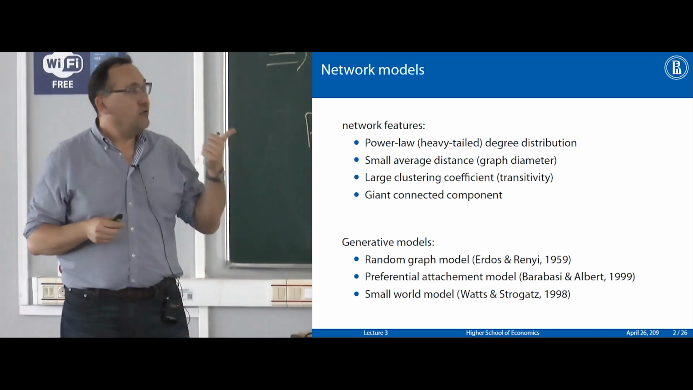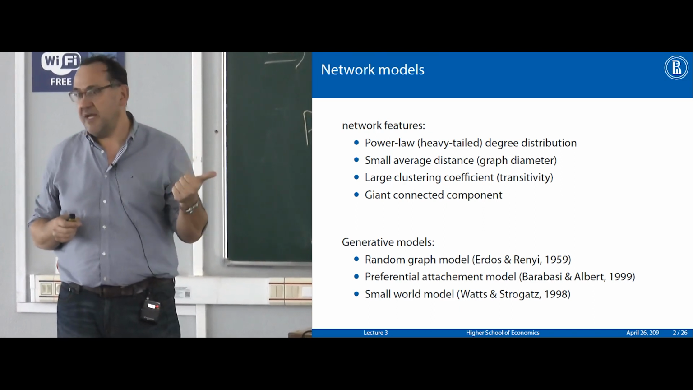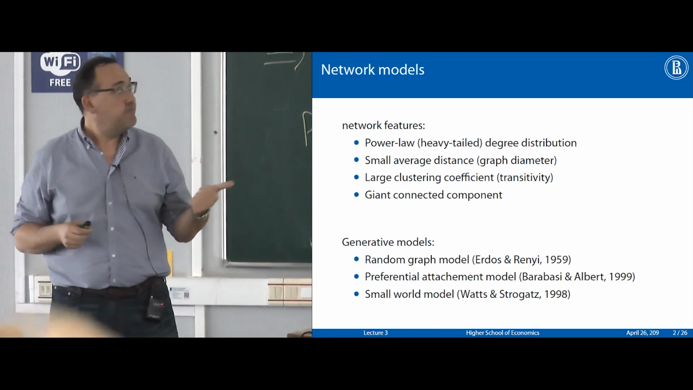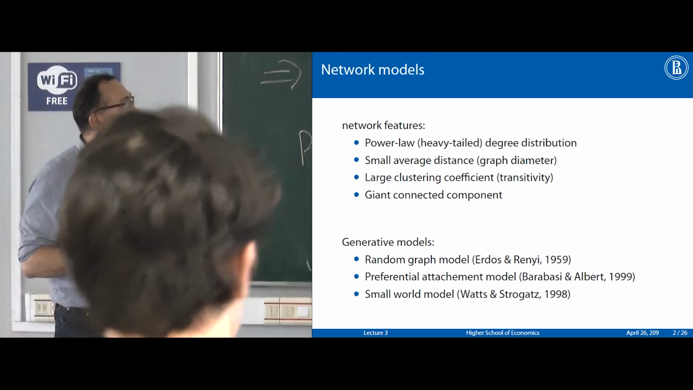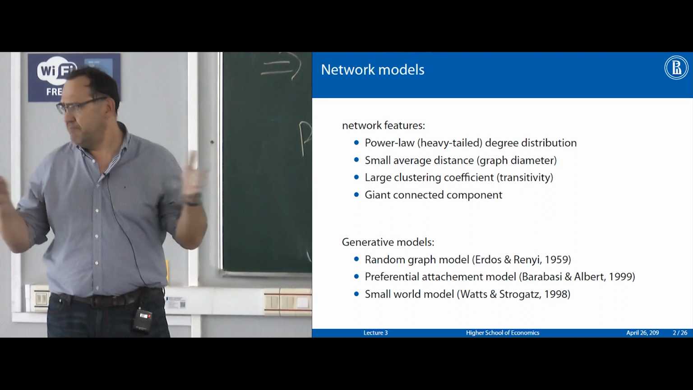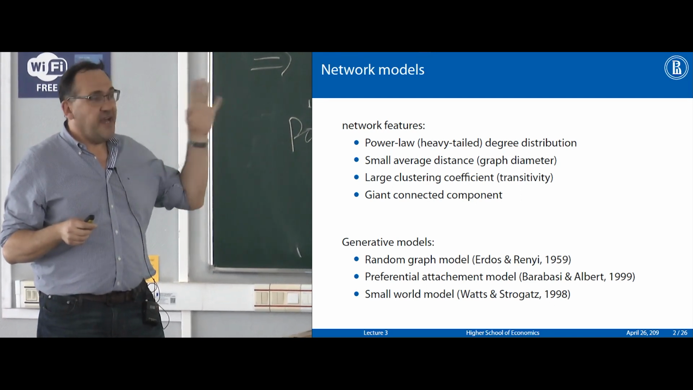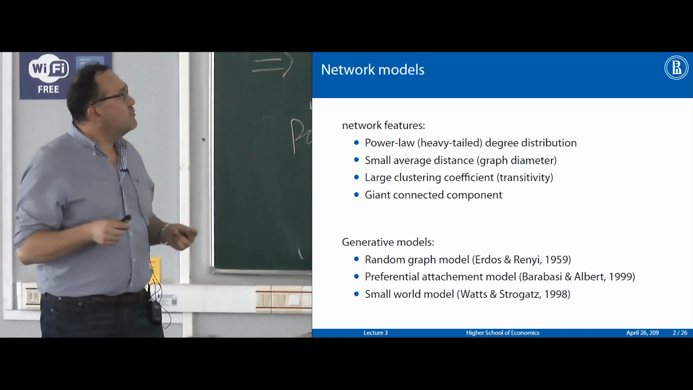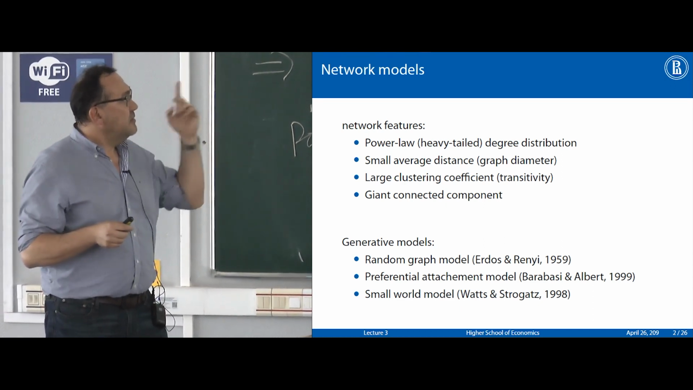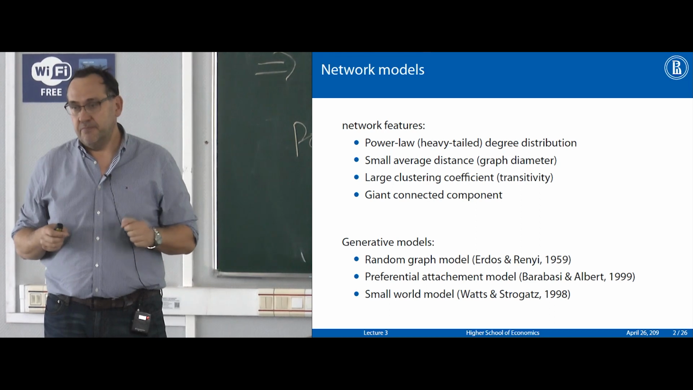We talked about power law degree distribution. Remember that? Okay. Then there was a small average distance or graph diameter. Then there was clustering coefficient and gigantic connected component. Let's quickly go over this. Power law, what is that about?